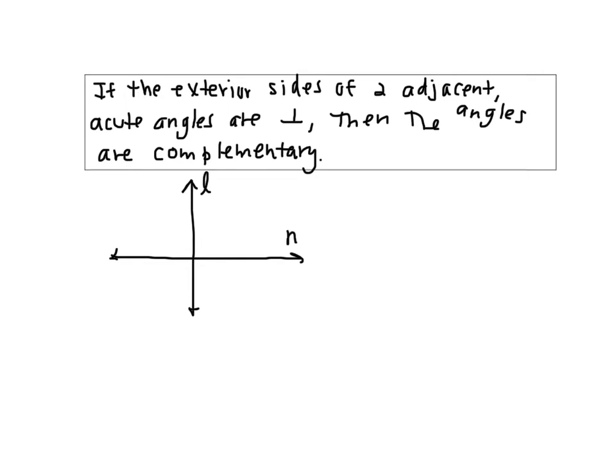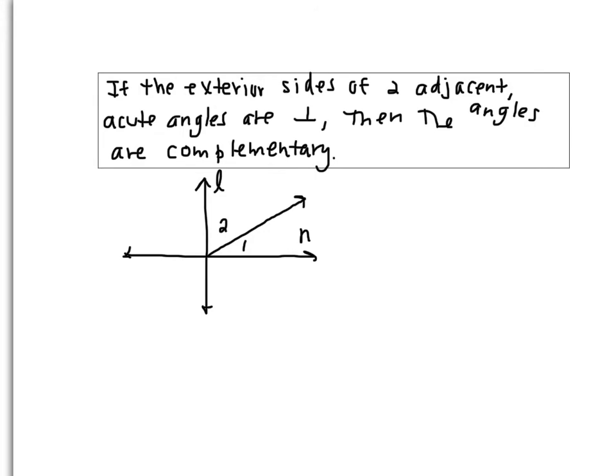And let's say that we know from the picture that we have a ray coming through here and dividing this angle into two adjacent angles. So angle 1 and angle 2 are adjacent. We can assume that they're acute. They appear to be less than 90 degrees. And if we know that they form this right angle, then we can say that those two angles are complementary. In other words, the measure of angle 1 plus the measure of angle 2 is equal to 90 degrees.